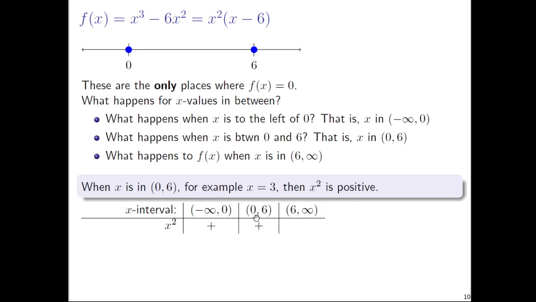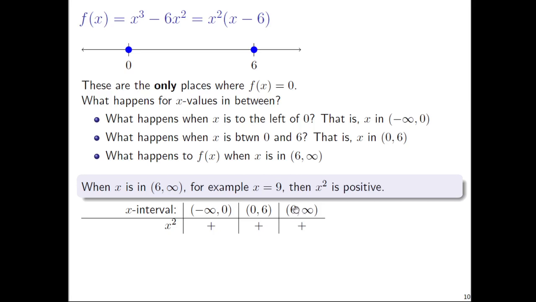Then how about for x values between 0 and 6? It doesn't matter what number you pick for x between 0 and 6, the same result is going to occur. Let's say we pick x equals 3. That's a number between 0 and 6 for x. Then x squared is 9, which is positive, so there's a plus sign here.